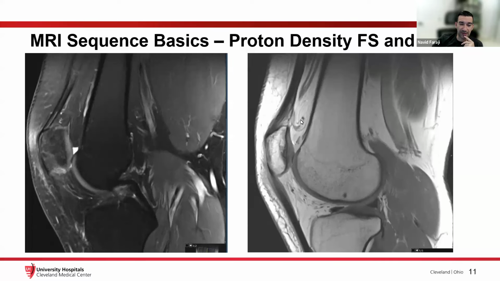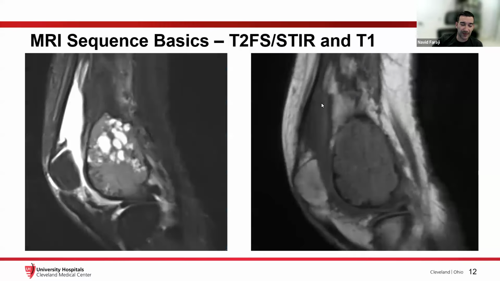So this is a knee, obviously. But we use these sequences in all different anatomic parts of the musculoskeletal system. So these are proton density fat suppressed on the left and proton density non-fat suppressed on the right.